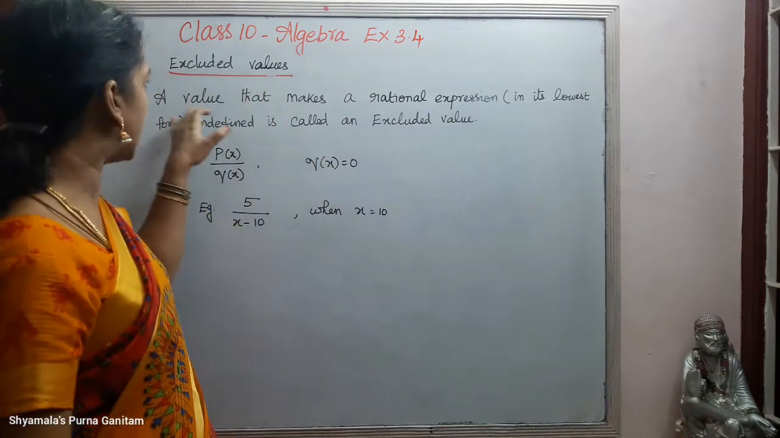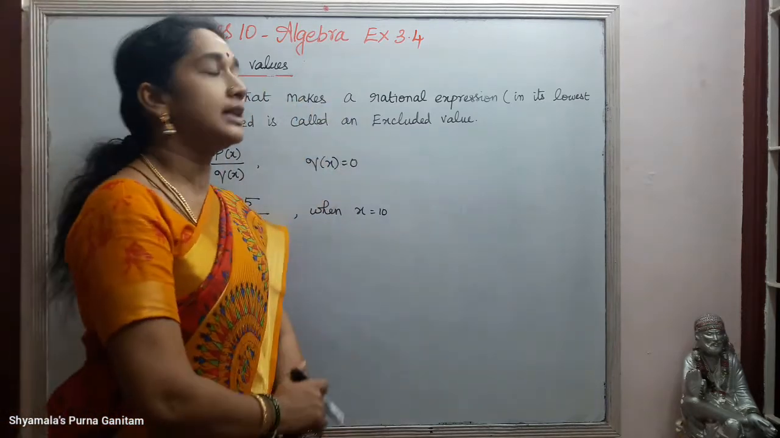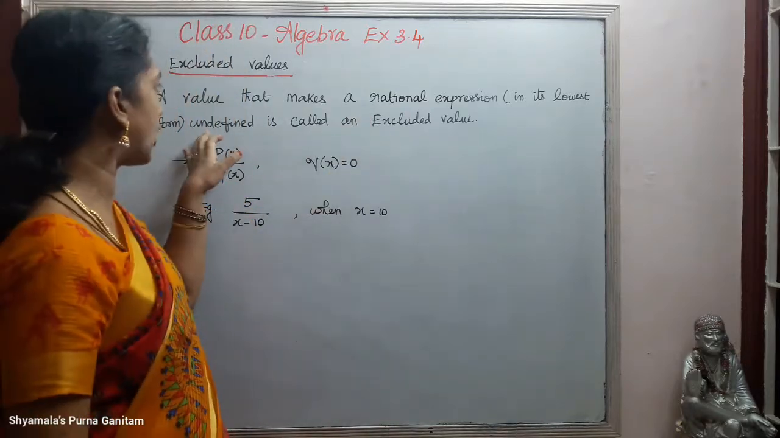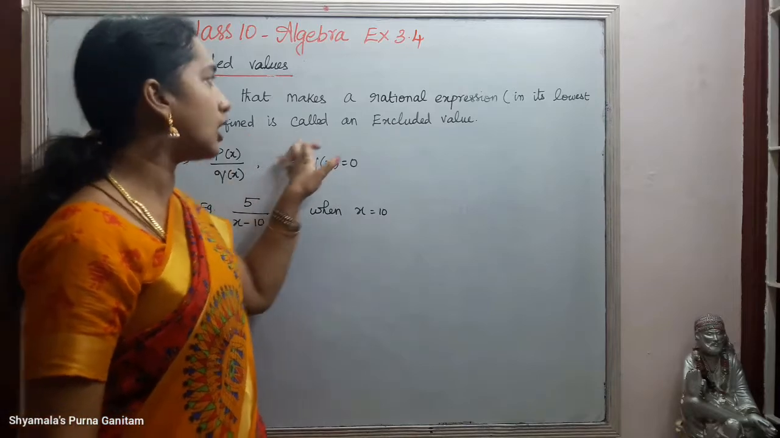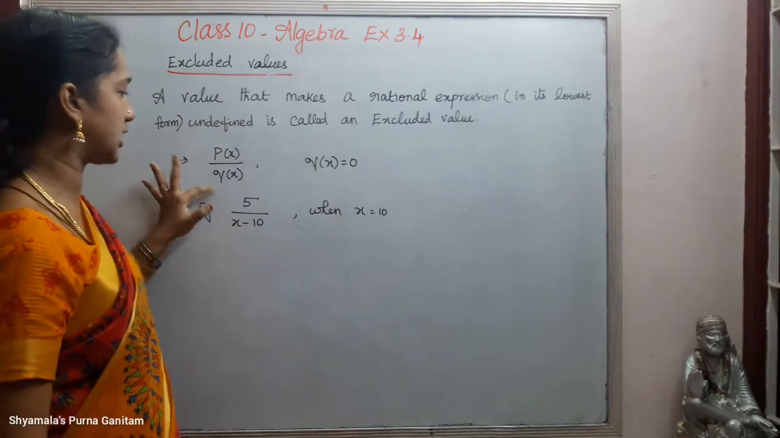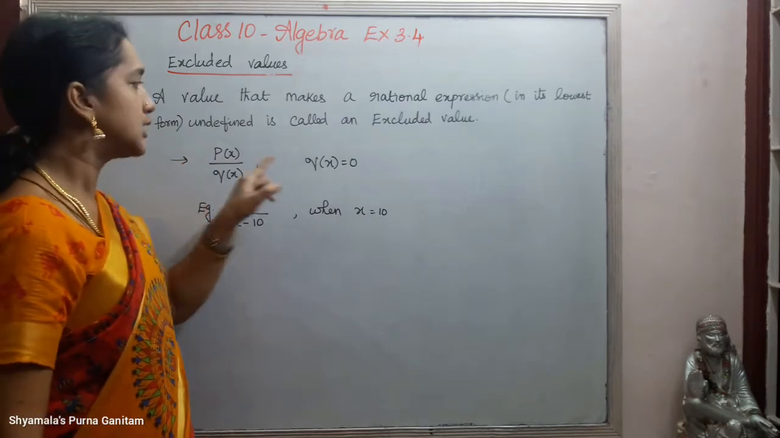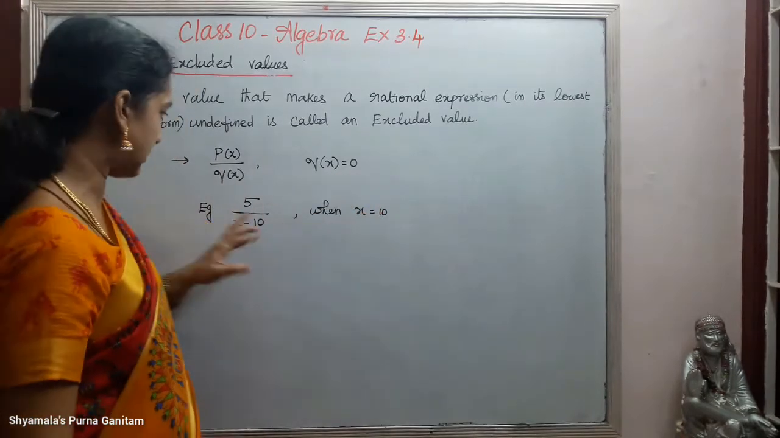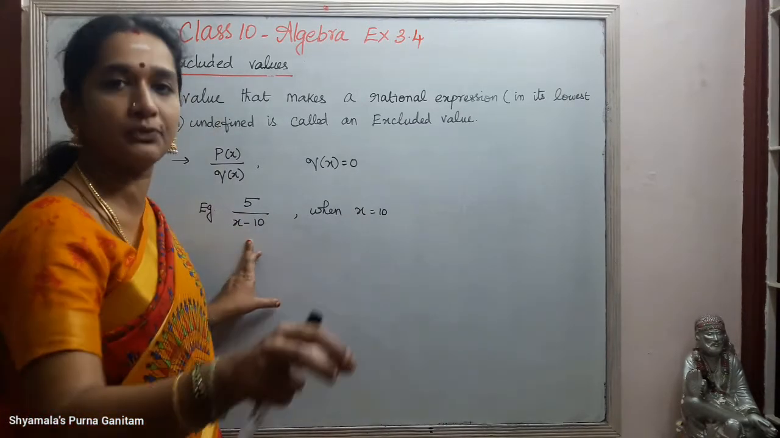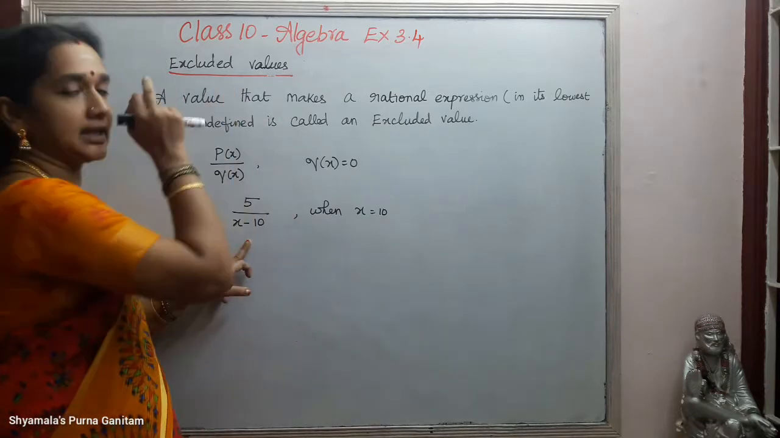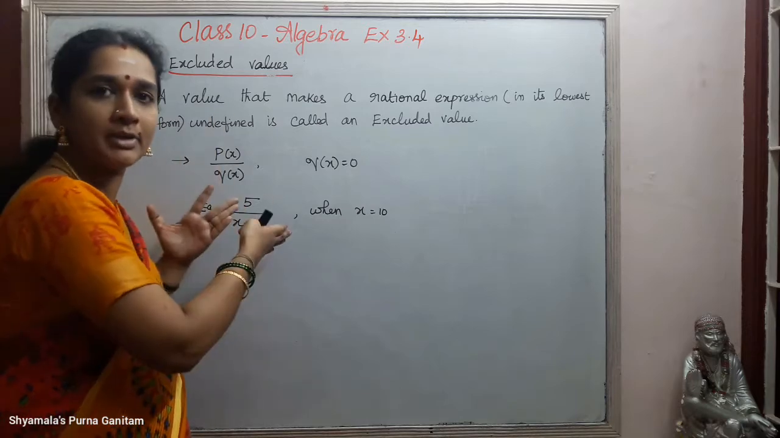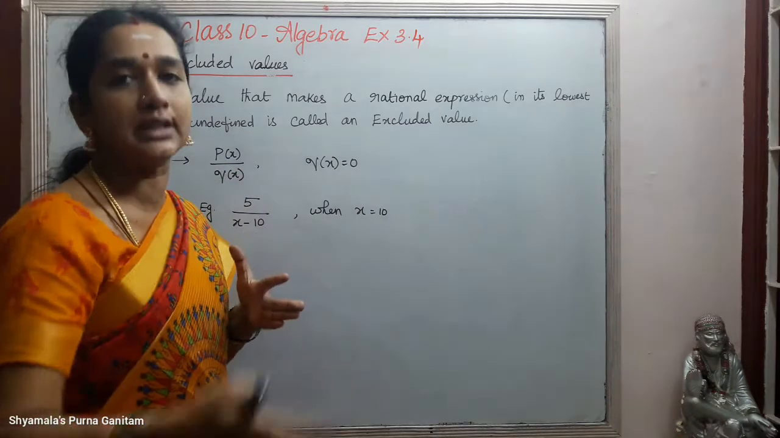So what are excluded values? A value that makes a rational expression in its lowest form undefined is called an excluded value. For example, if we have two polynomials p of x and q of x, and q of x is equal to 0, for example 5 by x minus 1. To find the excluded value, we have to equate the denominator of the rational expression to 0.